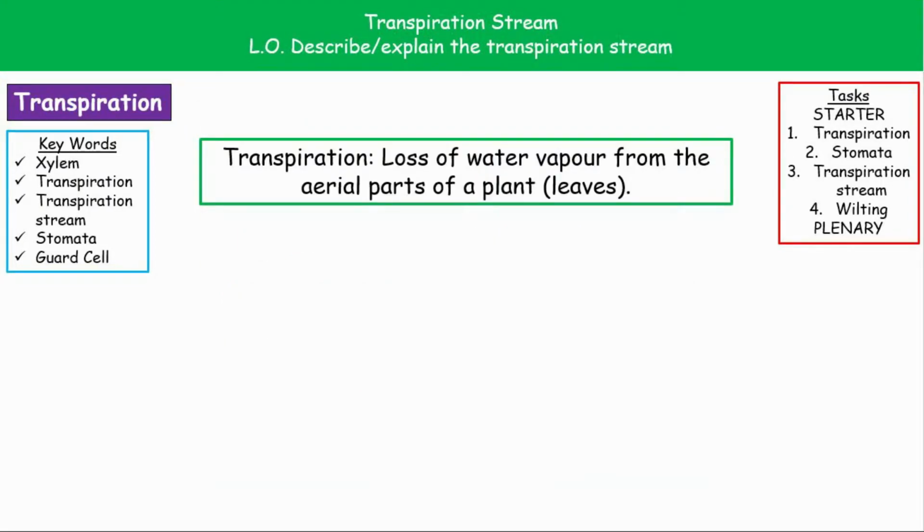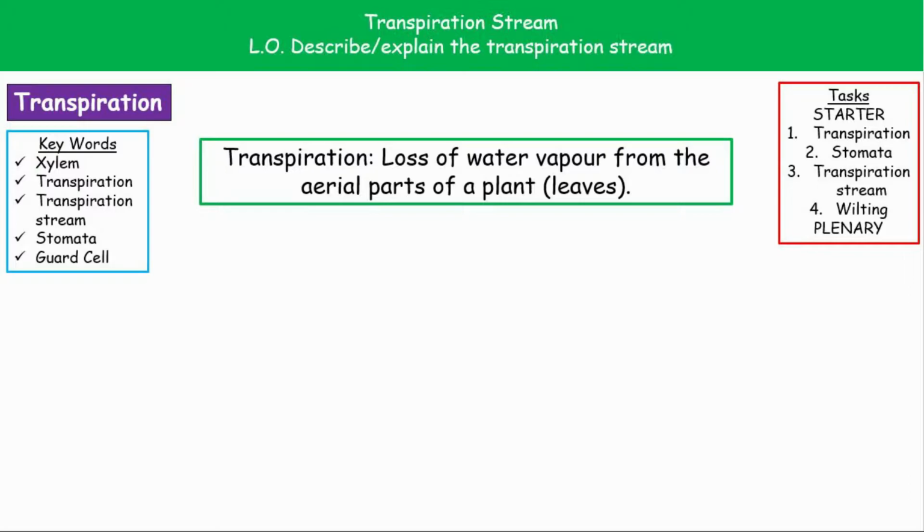To start us off, what we need to know is this definition. Now the good news is that if you learn this definition as I've given it to you on the screen, then it's going to hold good when you do A-level biology as well. So it's the same definition for GCSE and A-level. So transpiration is the loss of water vapour from the aerial parts of a plant.